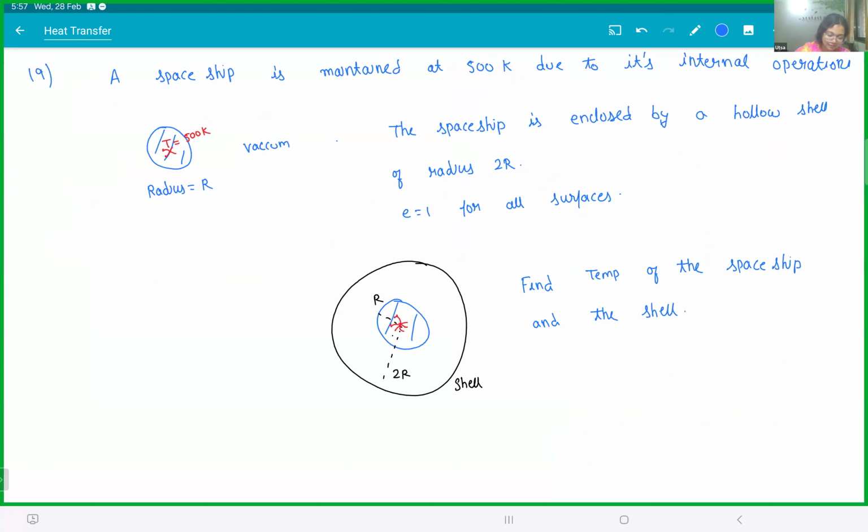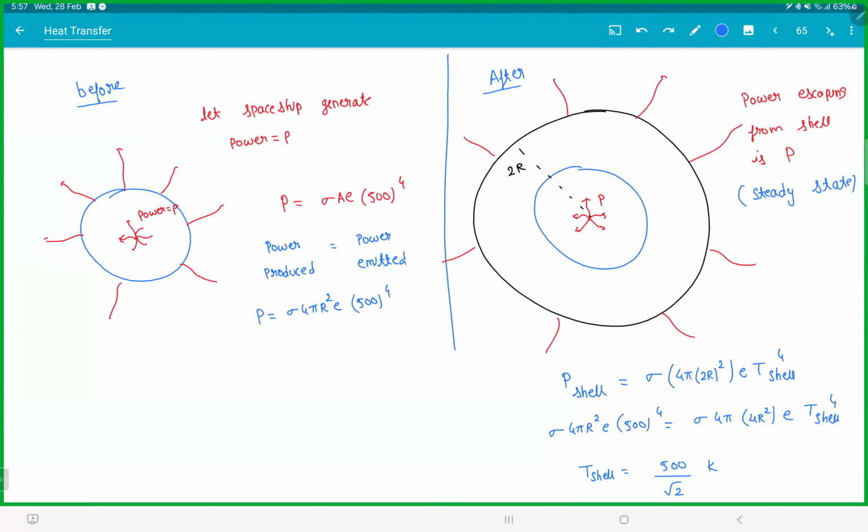What did you do? You did something weird. Now what to do? Copy. The question is not done yet. The main question is find the temperature of the spaceship. We only found the temperature of the outer shell. That would be an interesting thing.